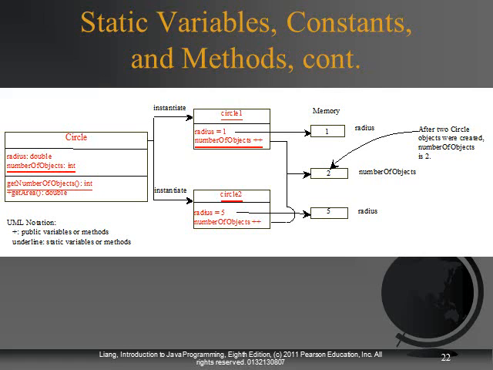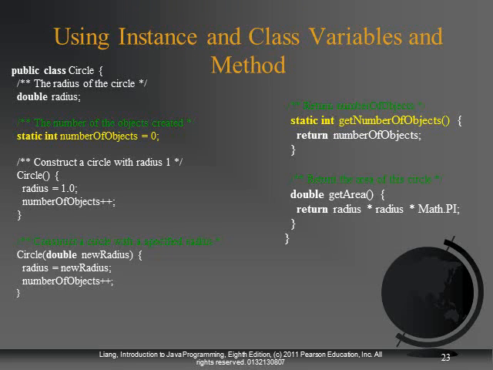So in the example, if we wanted to report the number of circle objects we created, we'd use circle dot get number of objects. Notice we use the class name, right? We use the class name to access static or shared methods and or variables. Well, here we've defined our circle class. We've added a static or shared variable, number of objects, and a shared, or as we might call it, a static method, get number of objects.